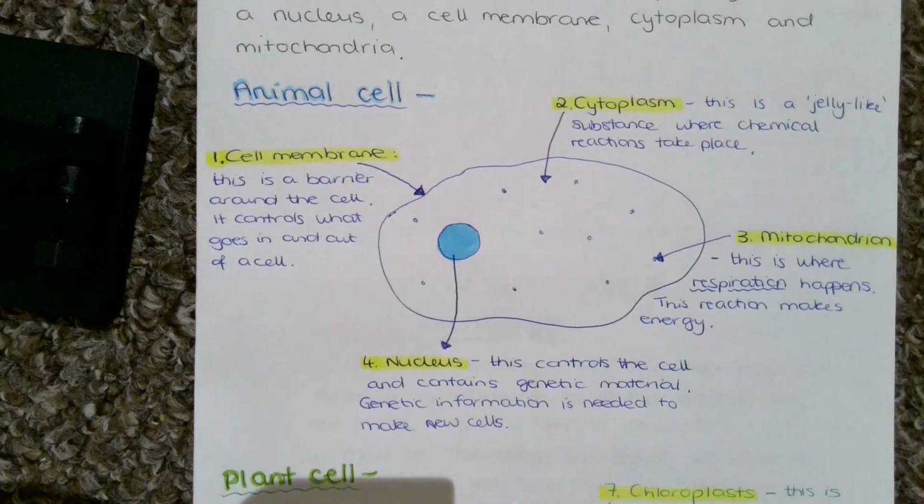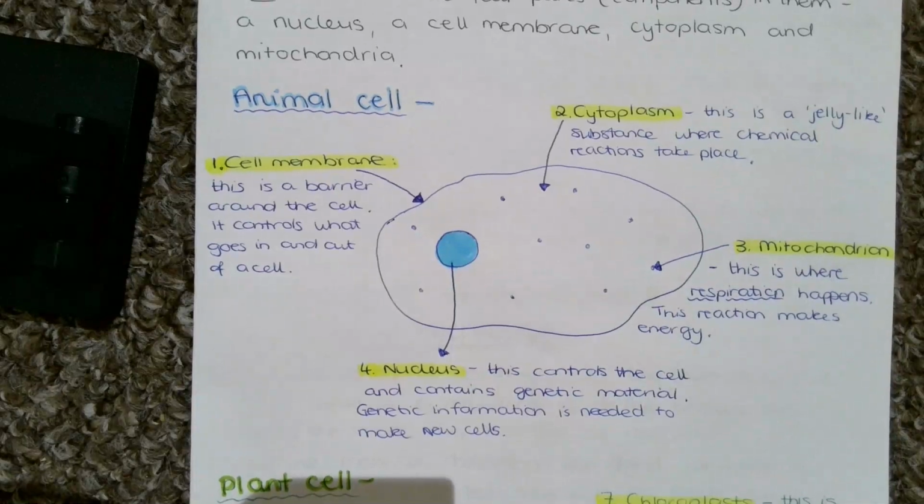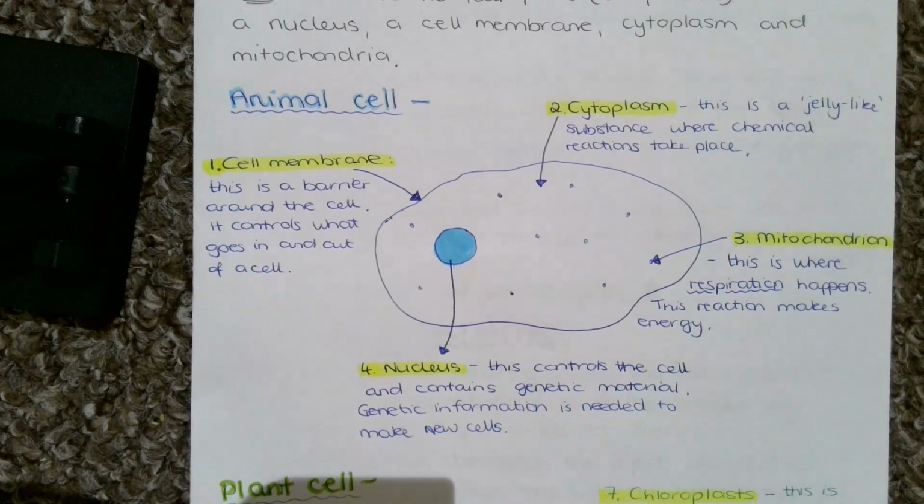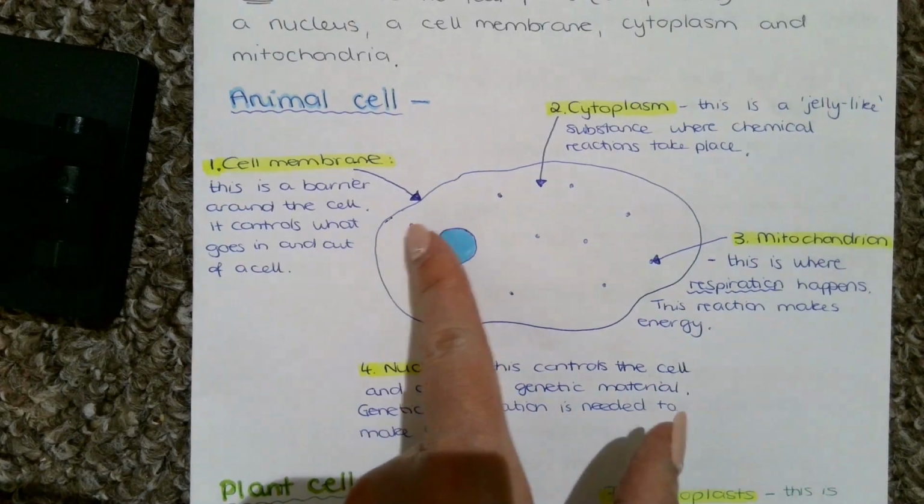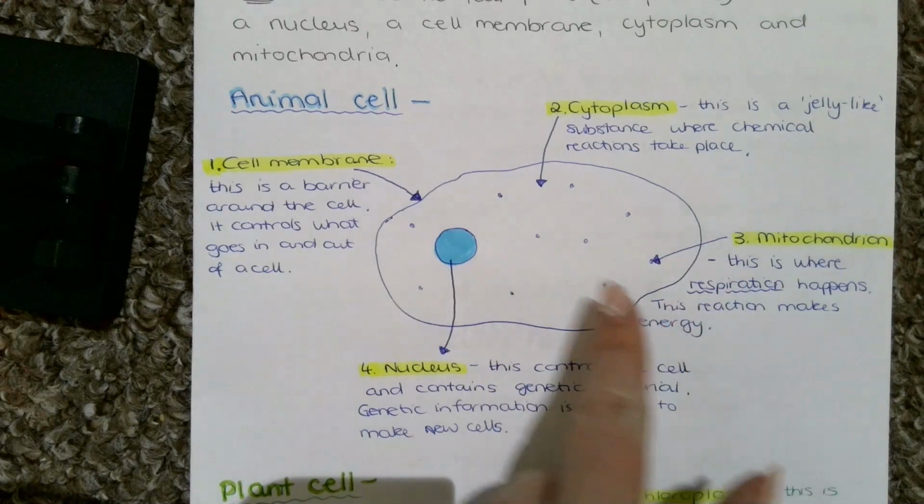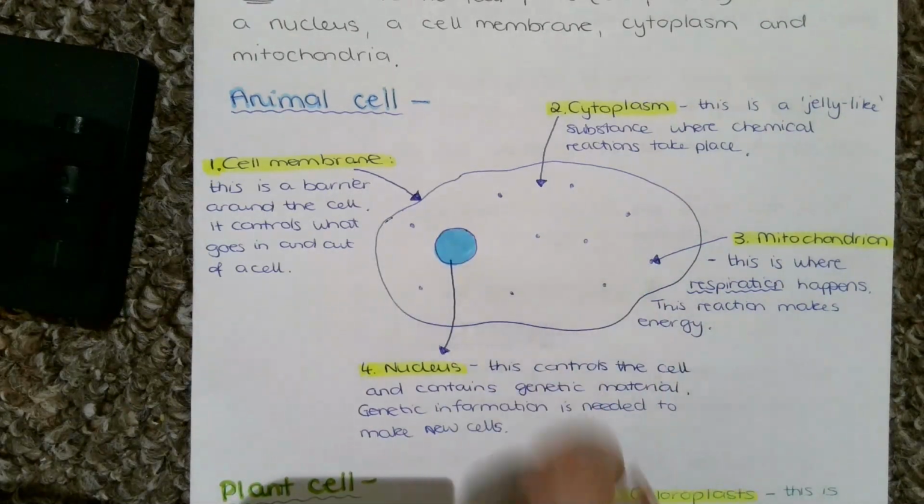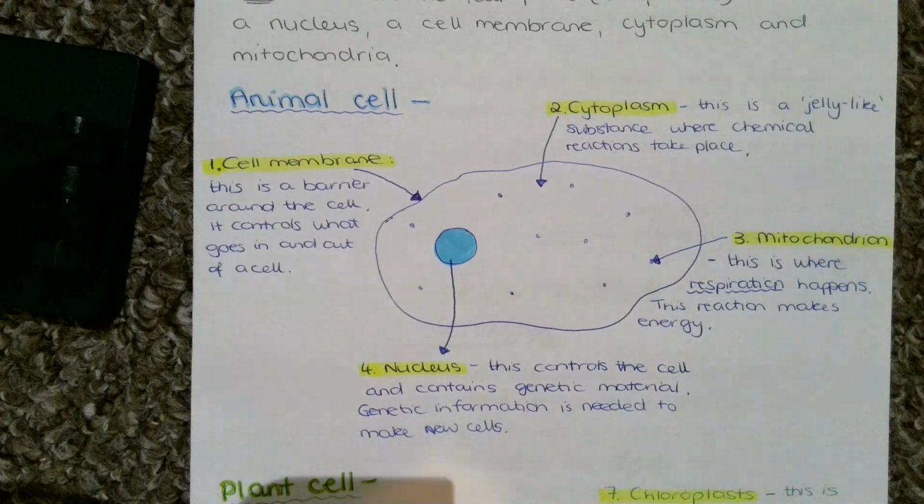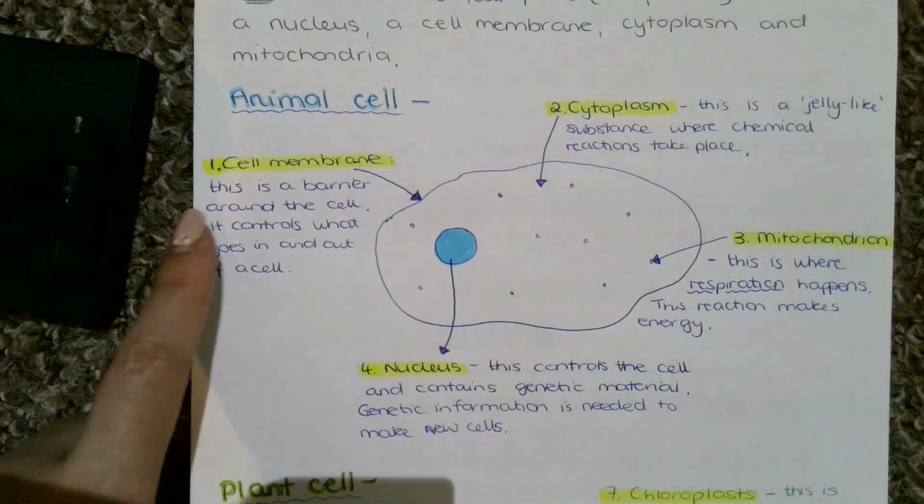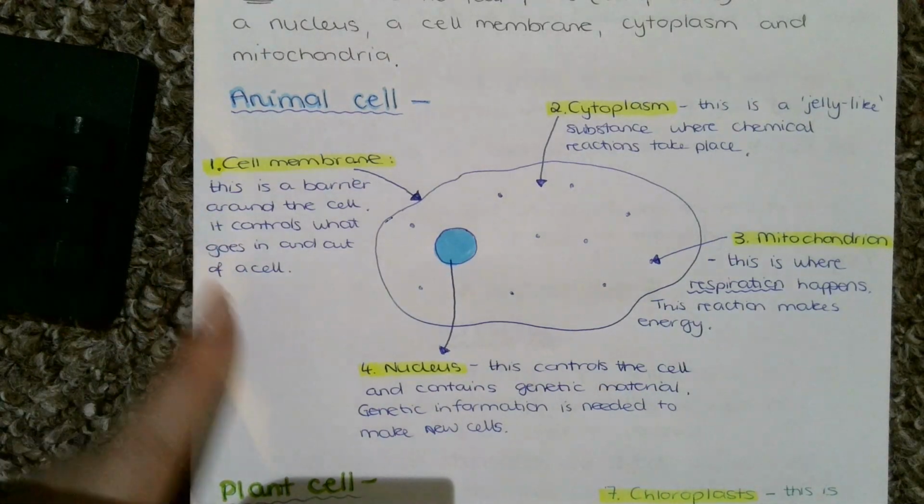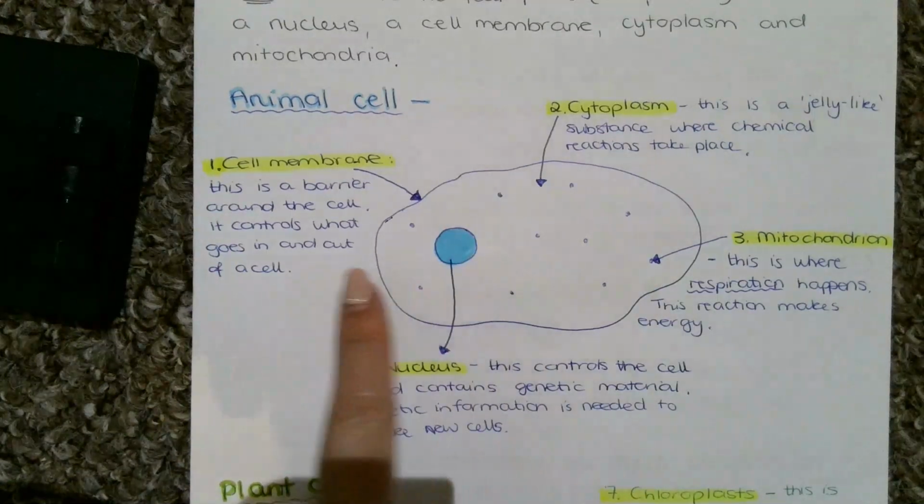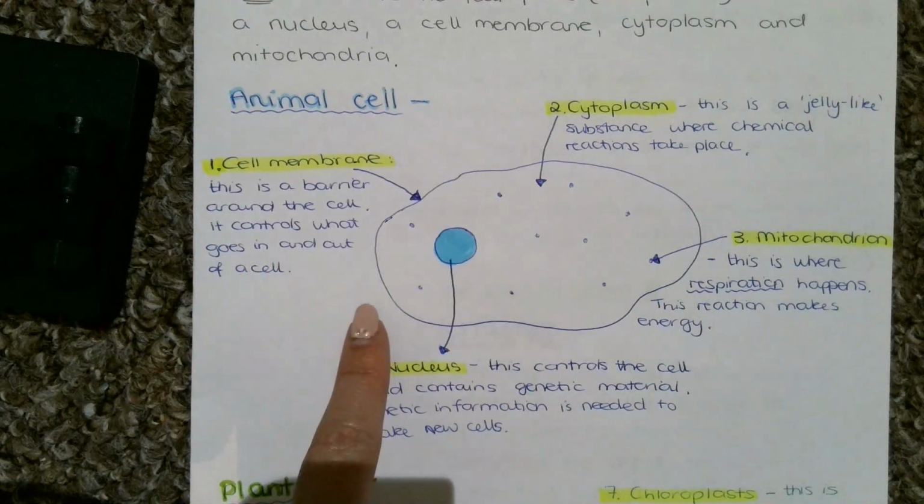Okay, so I'm going to look at animal cells first. This is probably the most common cell you'll see. It's animal cells. It's sort of round in shape and sort of wobbly around the outside. I'm going to go through the different parts of it now. So the cell membrane is a barrier that goes around the outside of the cell. It controls what goes in and what goes out of the cell.